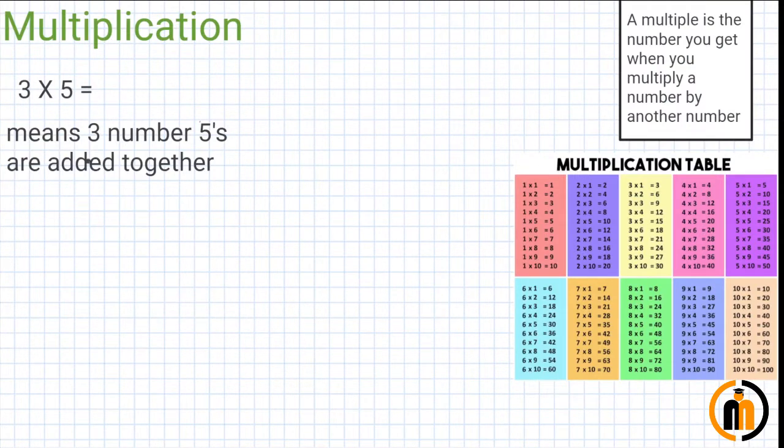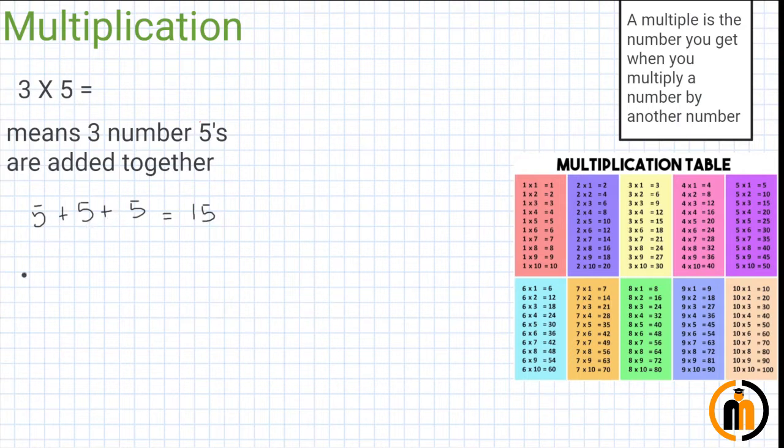Multiplication means that you have a number multiplied by another number. For example, 3 multiplied by 5 means we have 3 number 5s being added together. So if I were to show you an example, 3 multiplied by 5, we have 5, 5, 5. We have 3 5s, and we add them together, which gives us 15. 5 plus 5 is 10, 10 plus 5 is 15.